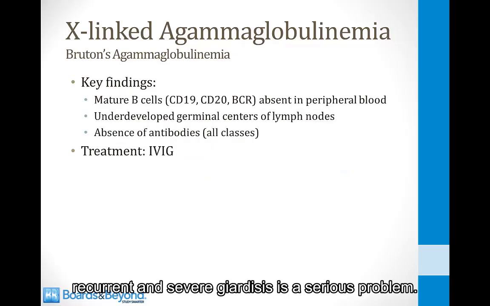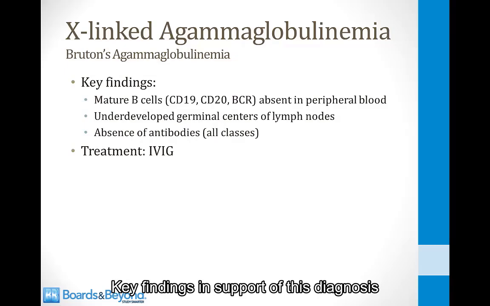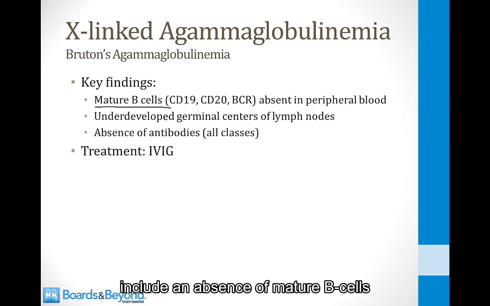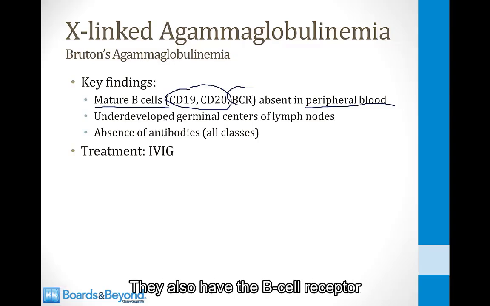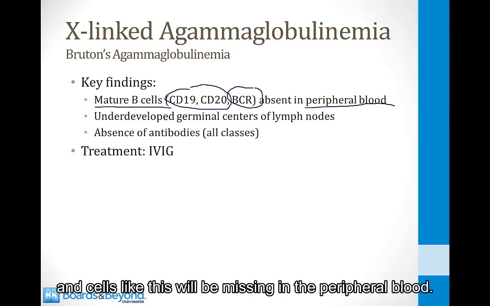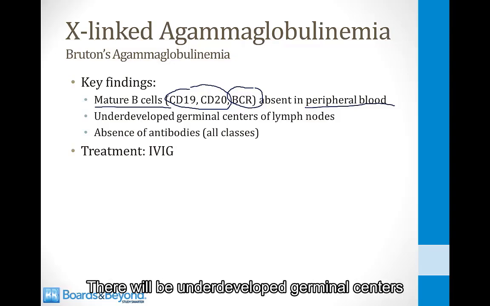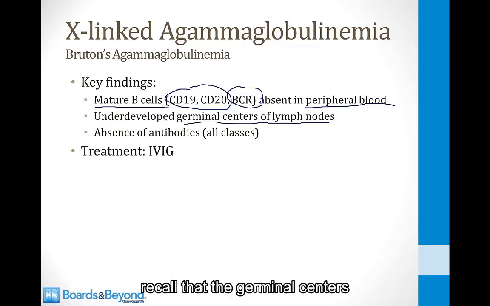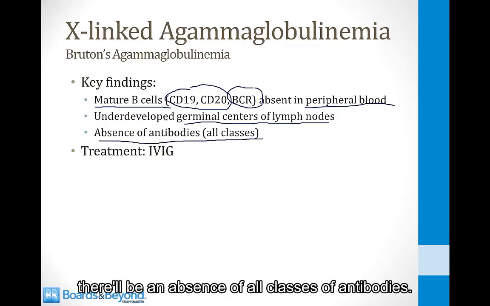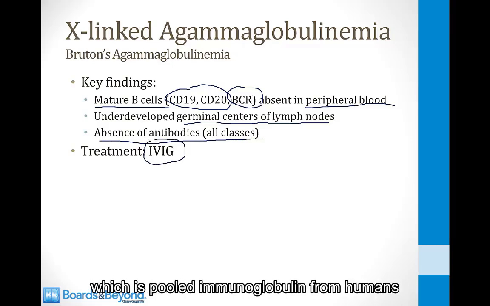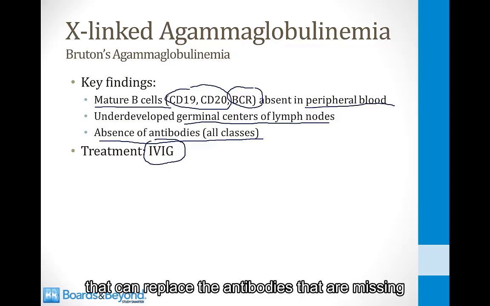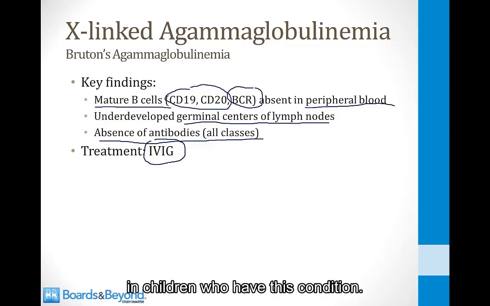Key findings in support of this diagnosis include an absence of mature B cells in the peripheral blood. Mature B cells have CD19 and CD20 on their surface. They also have the B cell receptor, and cells like this will be missing in the peripheral blood. There will be underdeveloped germinal centers in the lymph nodes. Recall that the germinal centers are where the B cells live, and these will be obviously underdeveloped in this condition. And then finally, there will be an absence of all classes of antibodies. And you can treat this condition by administering intravenous immunoglobulin, which is pooled immunoglobulin from humans that can replace the antibodies that are missing in children who have this condition.